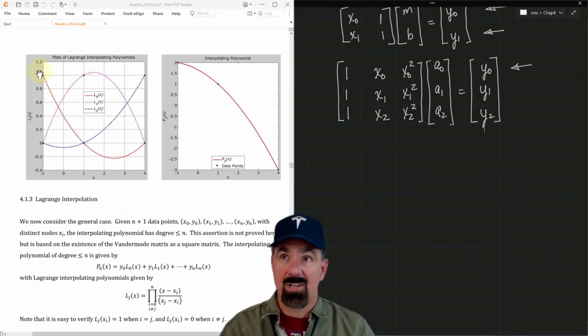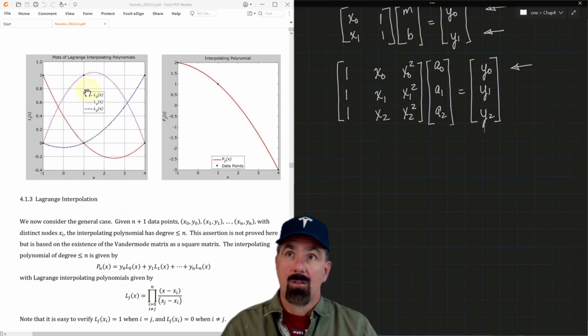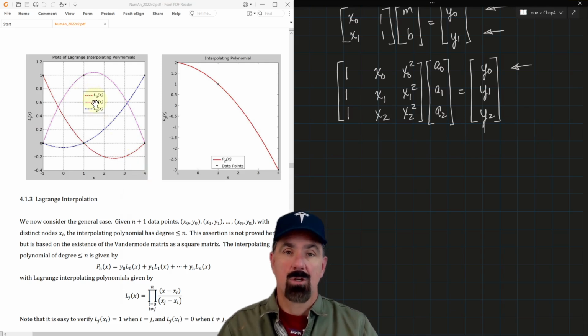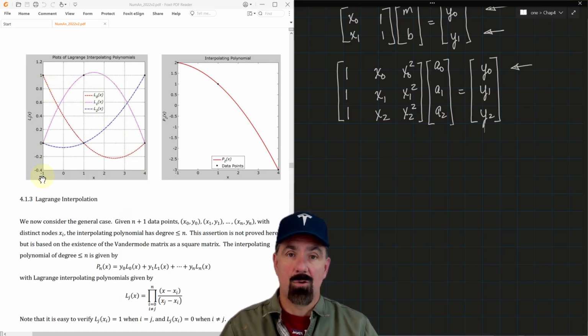So in the case where we have the data with nodes at -1, 1, and 4, the 0th Lagrange polynomial equals 1 at the first node, which is -1, and equals 0 at the other nodes.